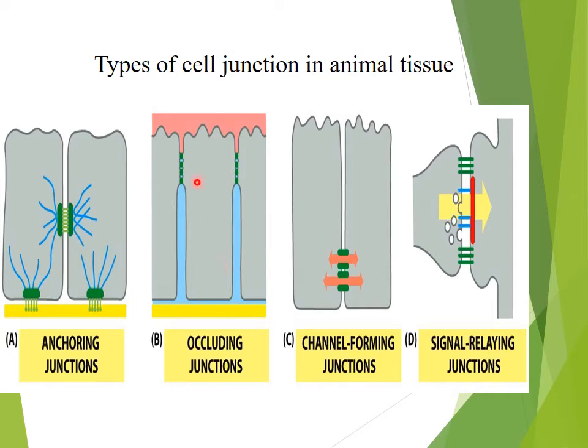Then the occluding junctions: you can see here the apical surfaces of epithelial cells tightly occluded and bound together so that there is no space or permeability of ions through it. They are called the occluding or tight junctions, and they are always present towards the apical surface. Then the communicating junctions, the nexus or gap junctions, and also the synaptic junctions, which are a form of communicating junctions.